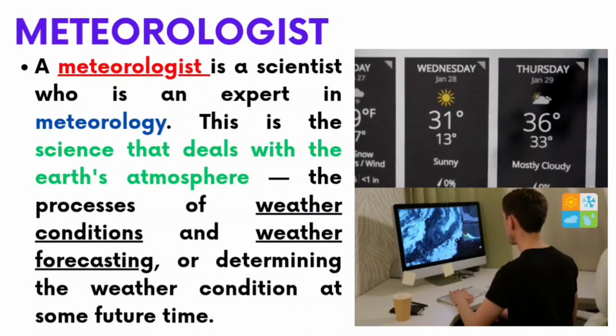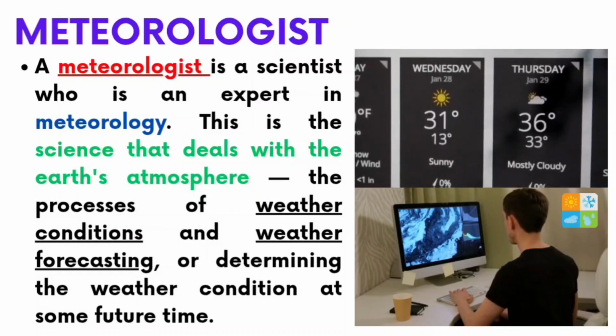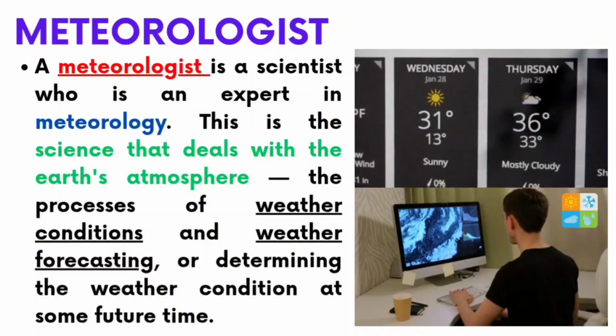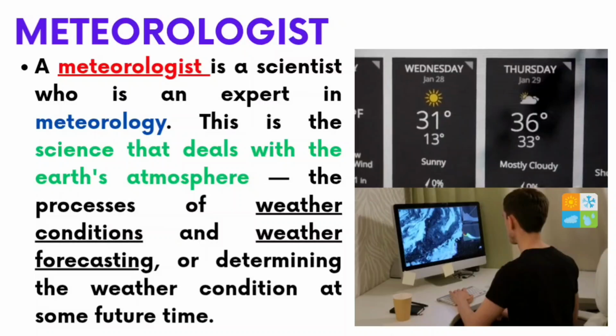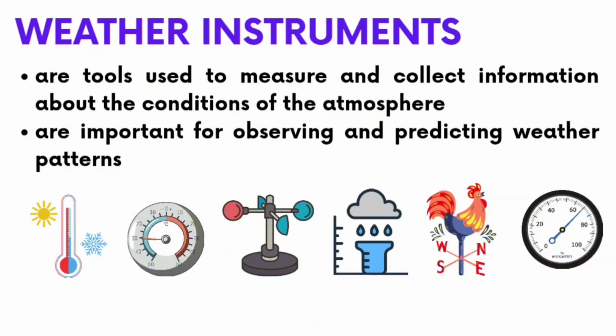Meteorologists use several instruments to assess and forecast weather conditions. What are these instruments? How do they work? You will find out the answers to these questions in this lesson. Weather instruments are tools used to measure and collect information about the conditions of the atmosphere. These instruments are important for observing and predicting weather patterns. Here are some basic weather instruments.